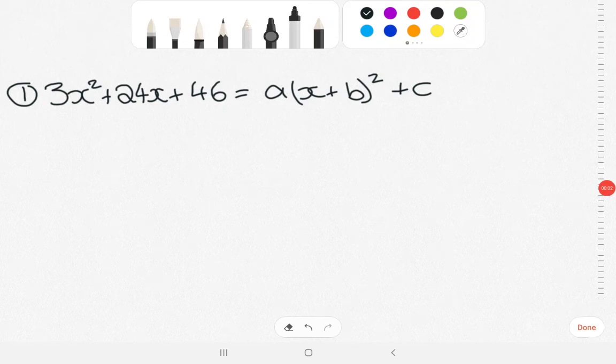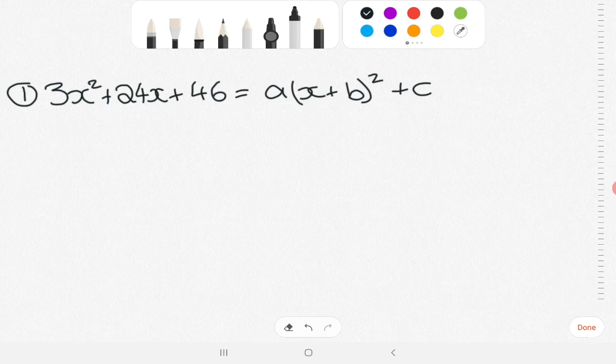Okay folks, final video. This time we are looking at an expression that has a number in front of the x squared, so a coefficient of x squared that isn't 1. In this example, we've got 3x squared plus 24x plus 46, and we're being asked to write this in the form a times (x plus b) all squared plus c. The method that we looked at in the last video is what we're going to do here as well.